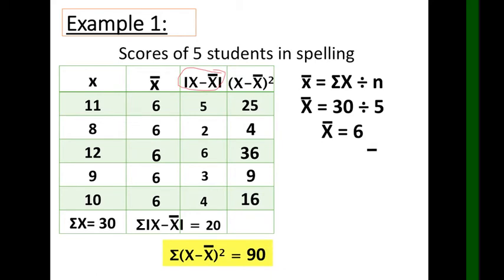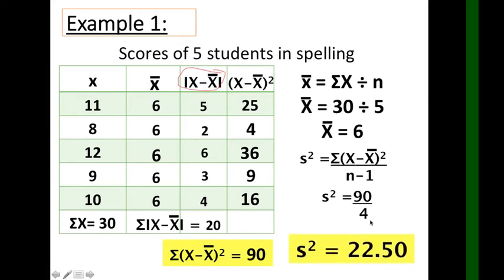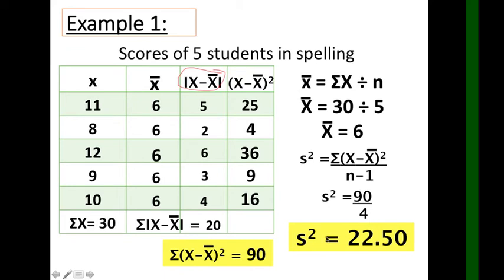We can now proceed to our given formula for the variance. N minus 1, how many n do we have? That is 5. Therefore, 5 minus 1 is 4. So we have 90, which is the value of the summation of x minus mean squared, divided by 4. And the answer is 22.50. Therefore, the variance of the scores of 5 students in spelling is 22.50.